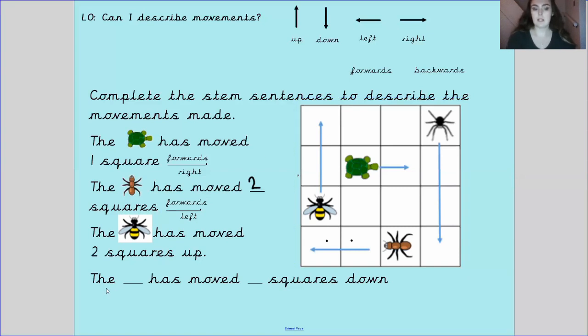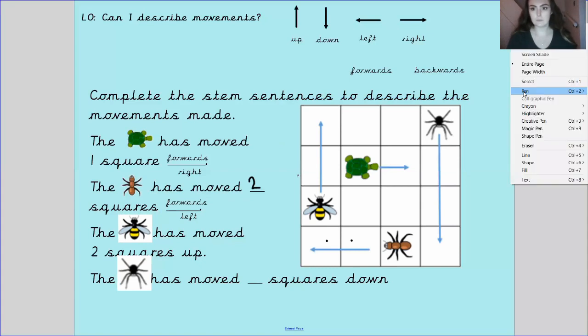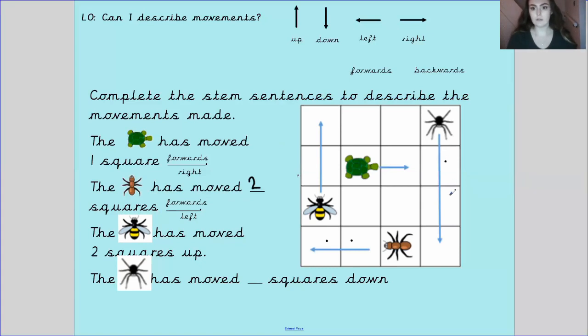Okay, the next one. The something has moved something squares down. Pause the video and have a think. That's right. The spider has moved 3 squares down. Okay, on to our next question.